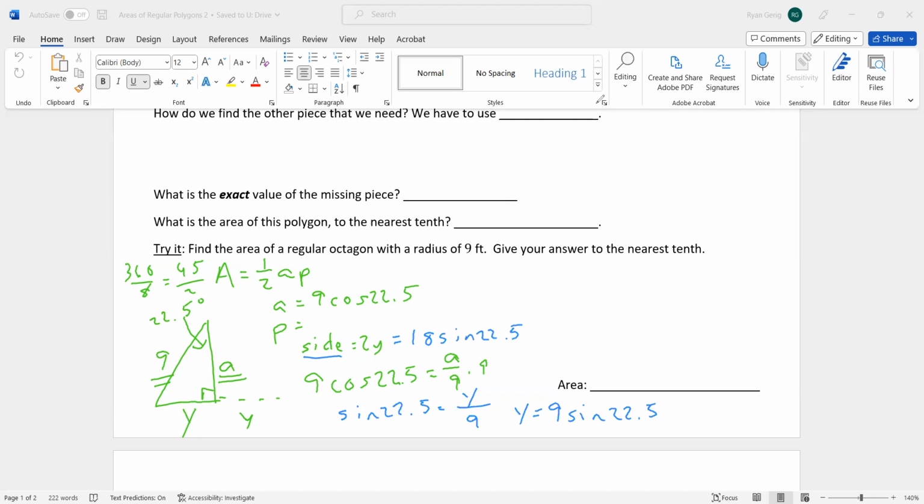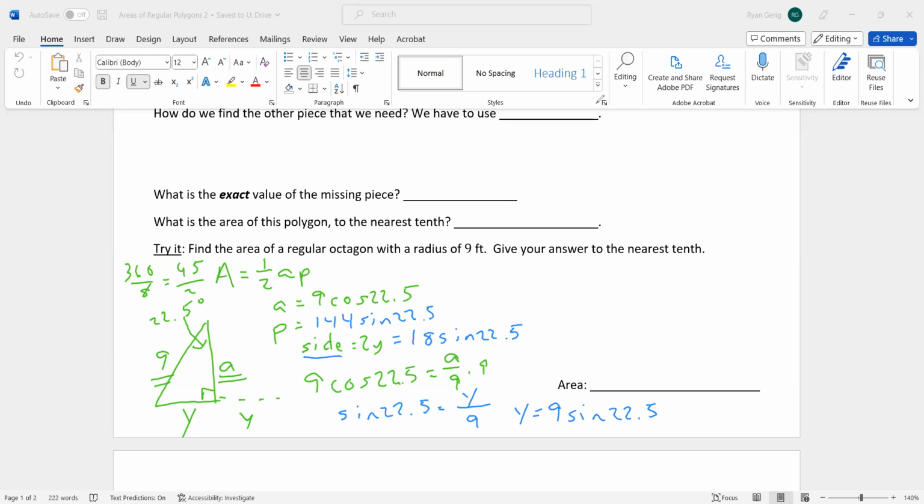But that, again, is not the perimeter. That's a side. How many sides does an octagon have? It has 8. So I'm going to do 18 times 8, and I get 144 sine of 22.5. I know this looks disgusting, but the only thing I've typed in the calculator right now is 9 times 18, or 9 times 2, and then 2 times 8, or 8 times 18. That's about all I've typed in the calculator right now. Okay.